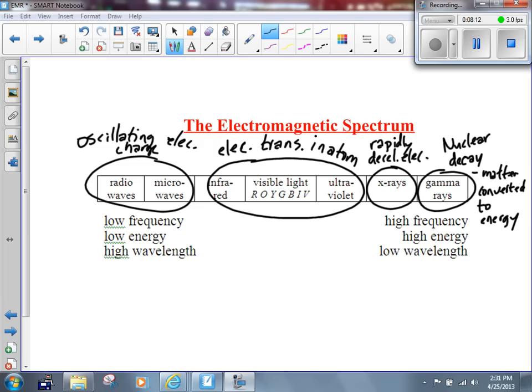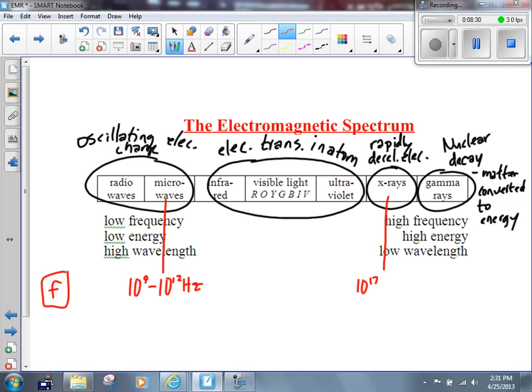The frequency range of microwaves is about 10 to the 9 to 10 to the 12 hertz. The frequency range of X-rays is about 10 to the 17 to 10 to the 20 hertz. And the frequency range of visible light is 4 times 10 to the 14 to 7.5 times 10 to the 14 hertz.